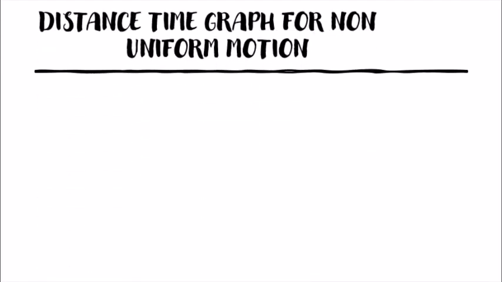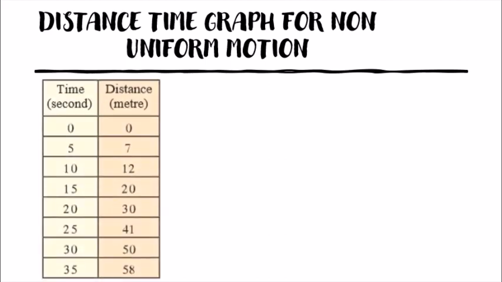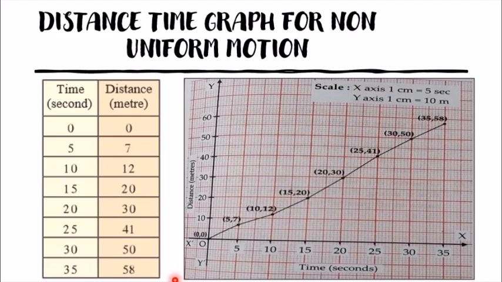Let's now see the distance time graph for non-uniform motion. Well, when an object covers unequal distance in equal time interval, it is said to be moving with a non-uniform speed. So, for this graph, again we require two things, that is distance and time. So, here in this data, we have time in seconds and distance in meters. We will plot a graph according to the given data.